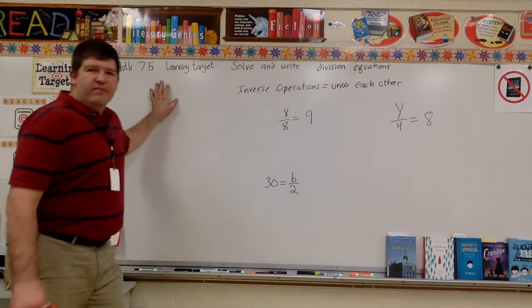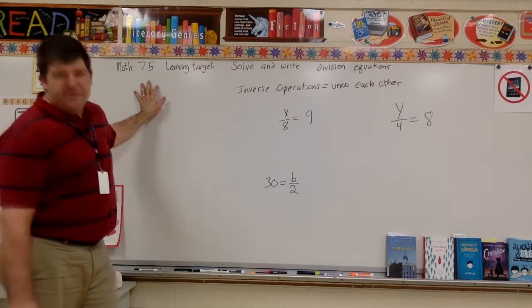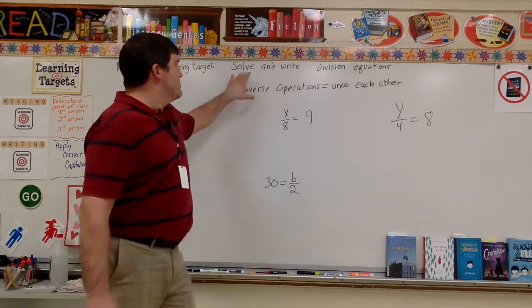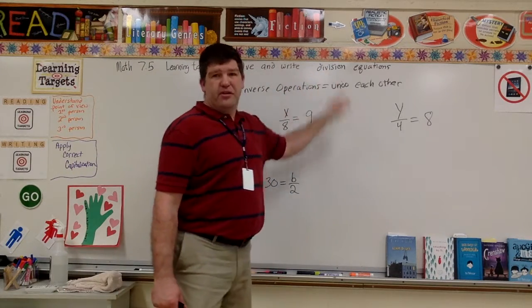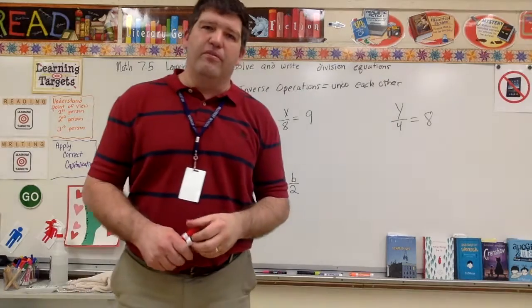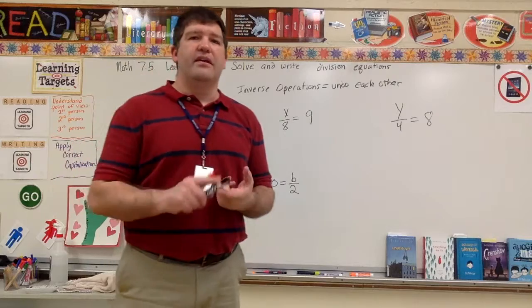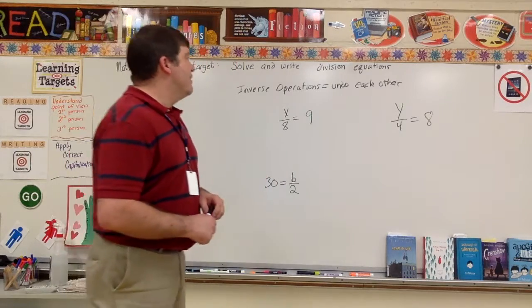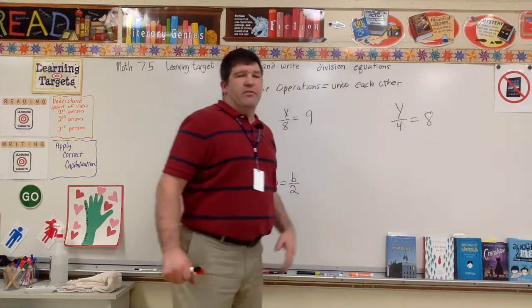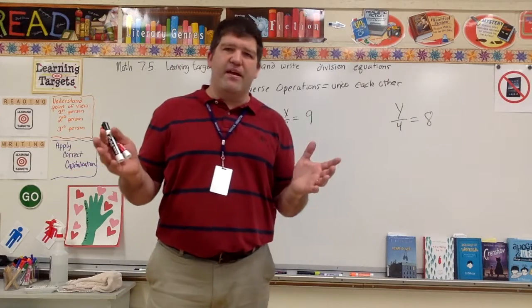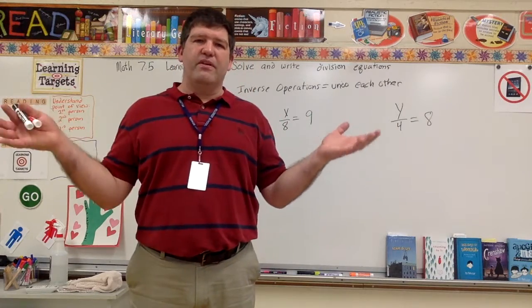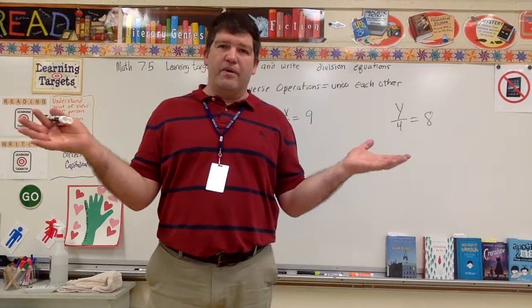Math lesson 7.5. It's the last one of this chapter. It is about solving and writing division equations. So we've done addition, subtraction, and multiplication, and now we're doing division. And equations, we remember that it has to have the equal sign, because you have two parts, one on each side, and they have to be equal, which makes it an equation.